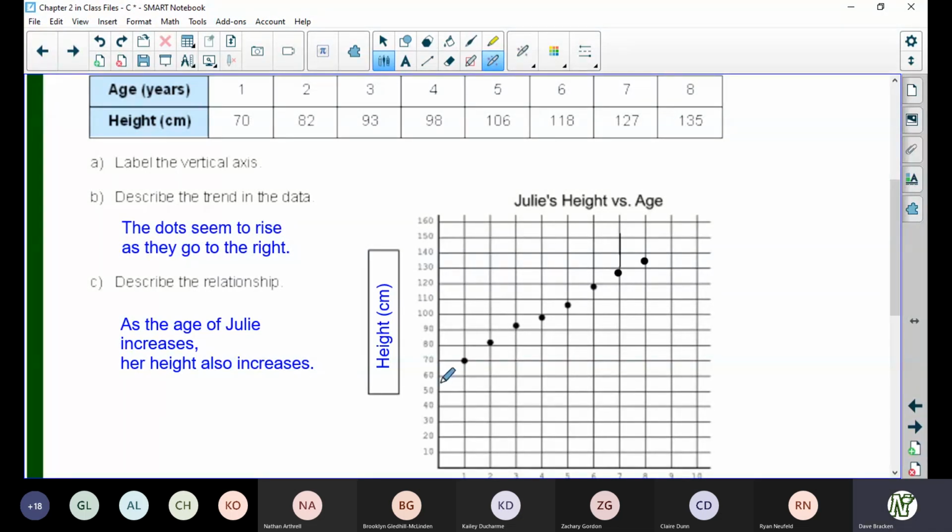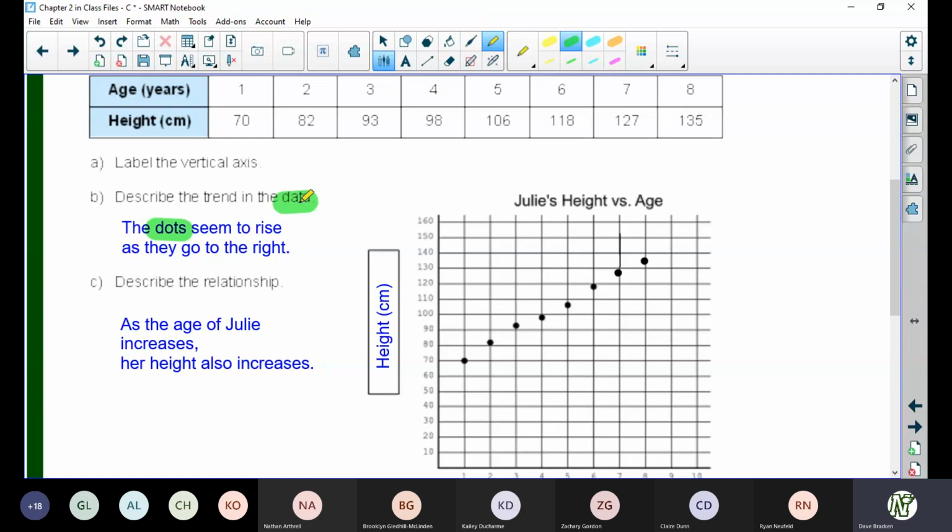So when you take a look, it says describe the trend in data. The dots rise to the right. I can't stress this enough. Data, dots. Data, four-letter word starting with D, dots, four-letter word starting with D. If you ever get asked about the data, just tell me what the dots are doing. Your three answers will be this. The dots rise to the right, the dots fall to the right, or the dots are scattered. Those are the only three options for data.